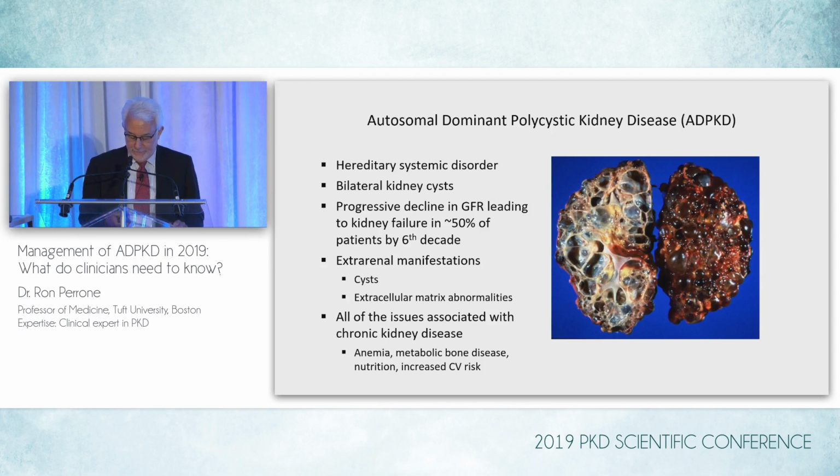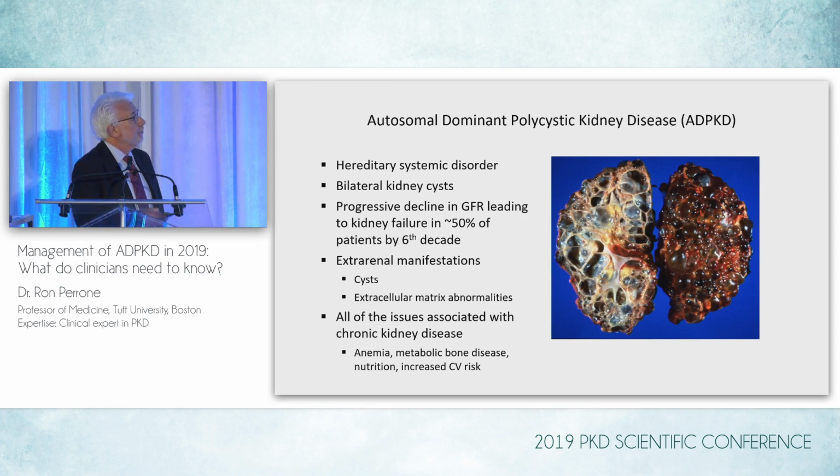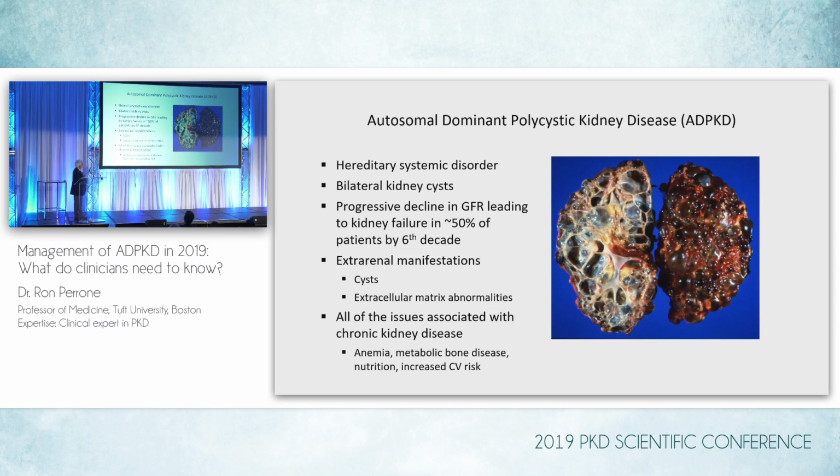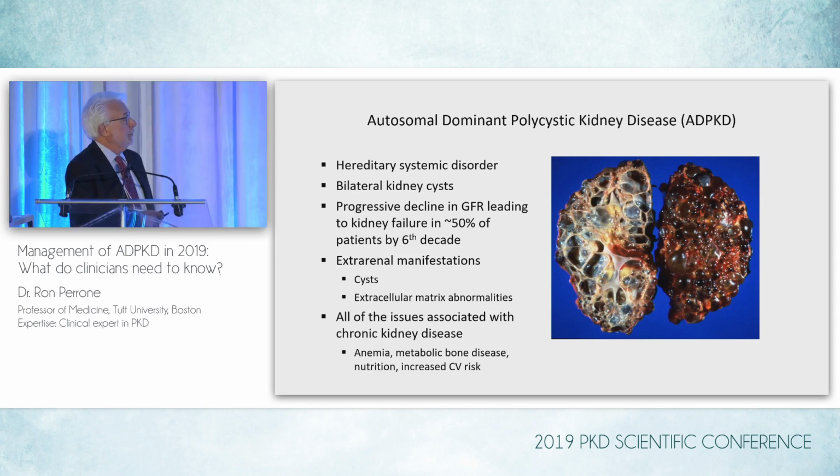So I'll emphasize or re-emphasize some of the things that Dr. Watnick mentioned. Obviously, ADPKD is a hereditary systemic disease with bilateral kidney cysts, progressive decline in GFR leading to kidney failure in about half of the patients by the 6th decade, extrarenal manifestations including cysts and extracellular matrix abnormalities such as cardiac valvular defects and brain aneurysms. And then, not to forget, all of the issues associated with chronic kidney disease as GFR declines. So anemia, metabolic bone disease, nutritional issues, and increased cardiovascular risk.